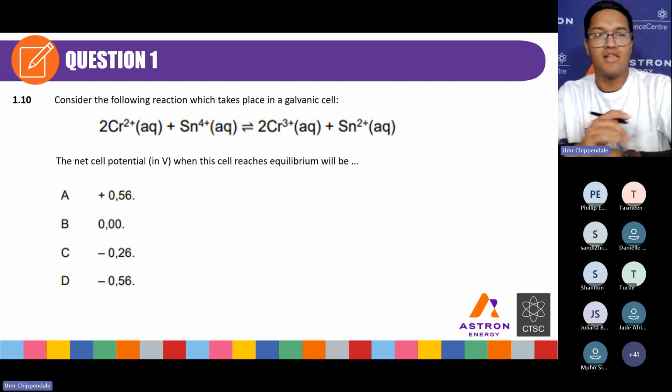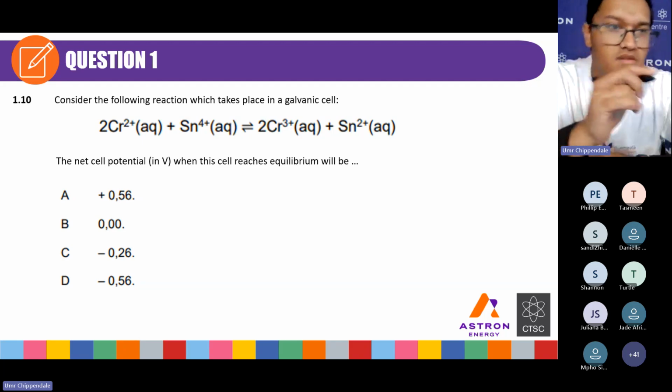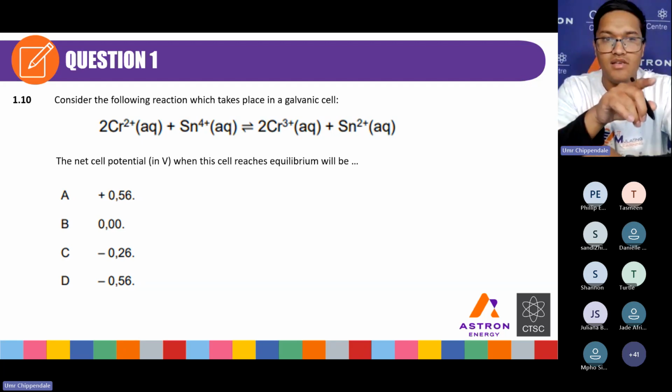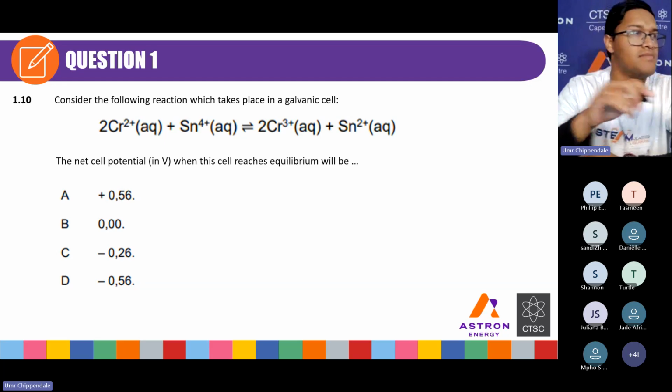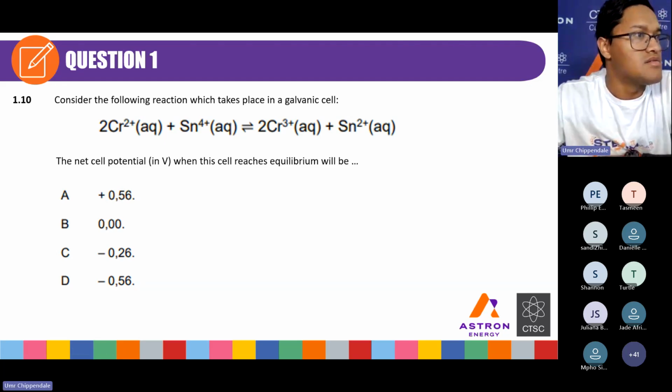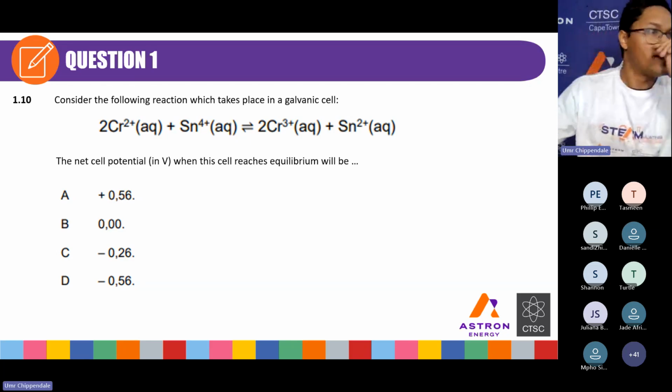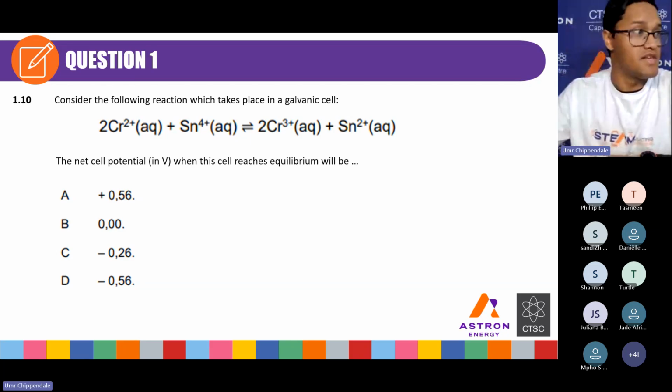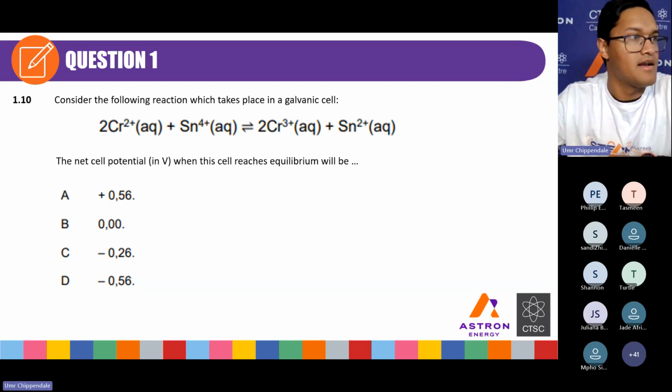So answers in the chat now to see what is going to be the net cell potential in voltage when this reaches equilibrium. Okay, let's just go through the chat as well. Yes, I see you guys speaking about the acid as well. Yes, it's a very strong acid, sulfuric acid. Okay, I see this answer for A, this answer for B.